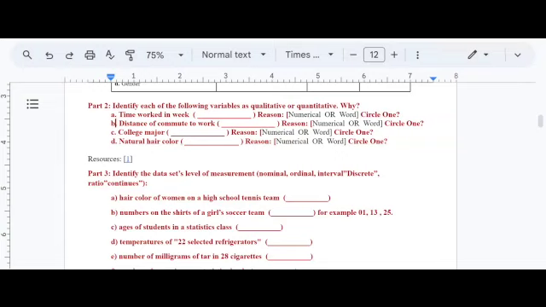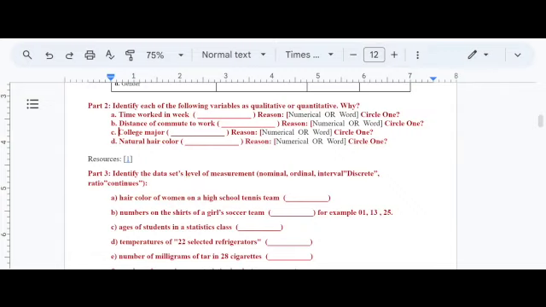Distance of commute to work. Yes, you go to work, how far? You come back and drive, how much? The distance. Numerical, very good, which is quantitative. Next, you, please.